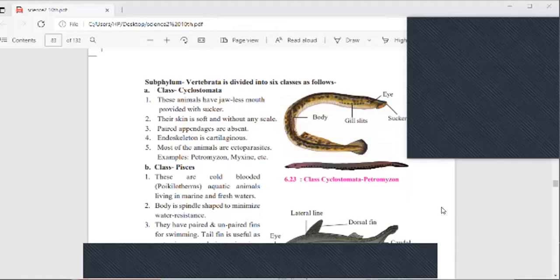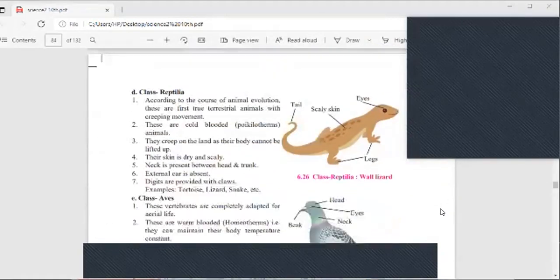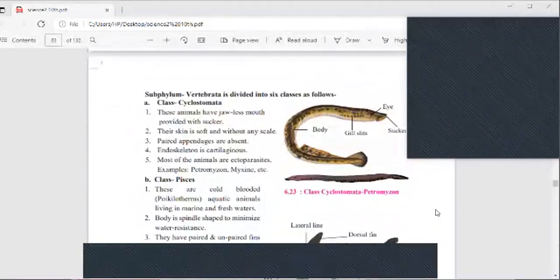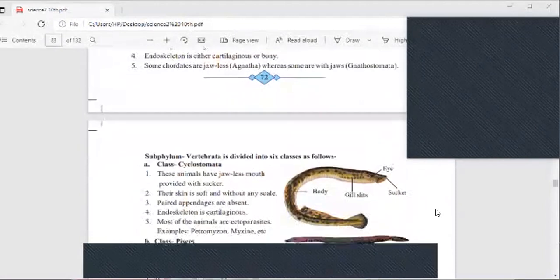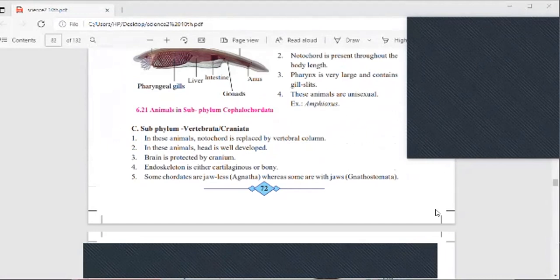Okay, so under this subphylum Vertebrata, that is divided into 6 classes. Which are those? You can see Cyclostomata, Pisces, Amphibia, Reptilia, Aves, and Mammalia. These are the 6 classes of subphylum Vertebrata. Vertebrata is the third subphylum of Chordata.